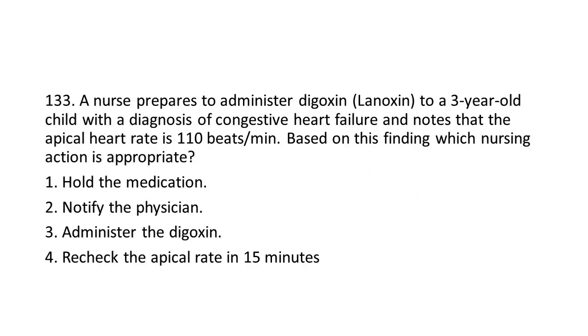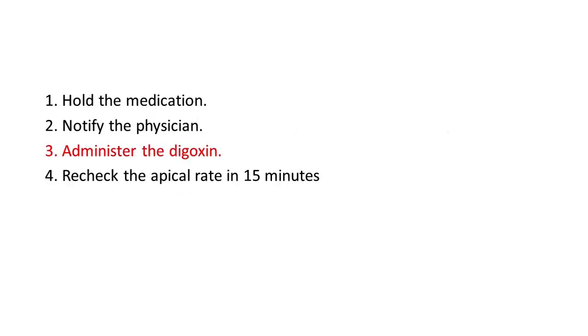133. A nurse prepares to administer digoxin, Lanoxin, to a 3-year-old child with a diagnosis of congestive heart failure and notes that the apical heart rate is 110 beats/min. Based on this finding, which nursing action is appropriate? 1. Hold the medication. 2. Notify the physician. 3. Administer the digoxin. 4. Recheck the apical rate in 15 minutes. The answer is 3. Administer the digoxin.